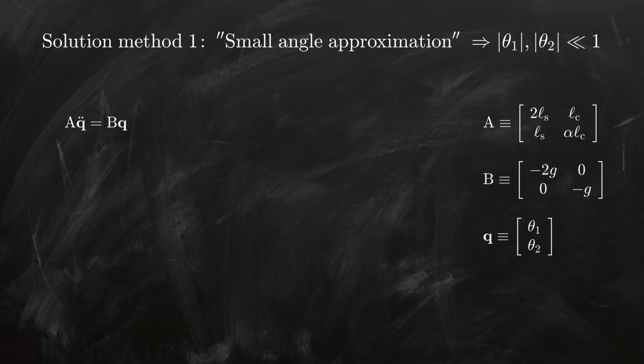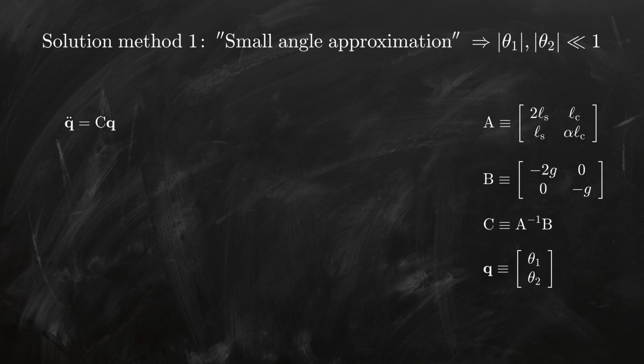Let's also assume that A has an inverse and multiply both sides of the equation with it. On the left-hand side, A inverse times A is just the identity matrix. And on the right-hand side we get some new matrix. Let's just call this matrix C and not worry too much about what it looks like for now. It is just some constant matrix for all we care.